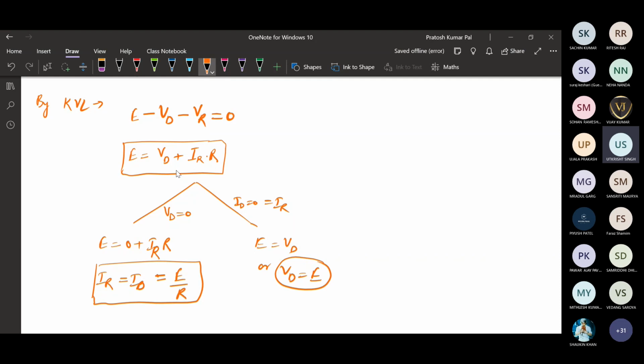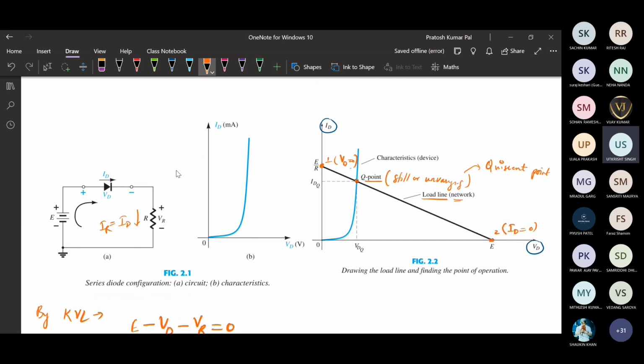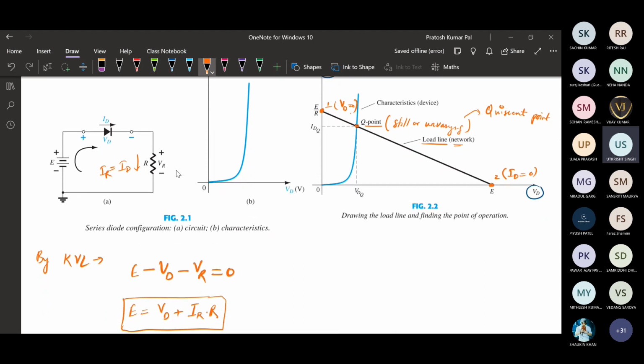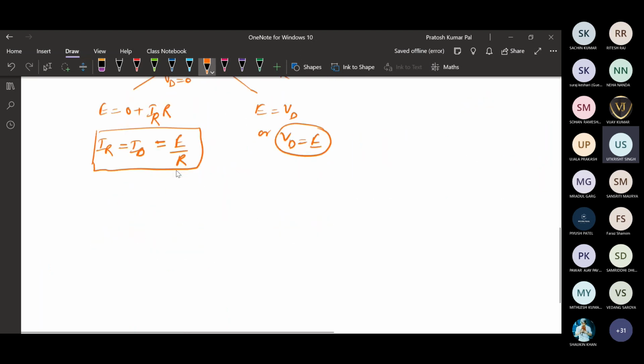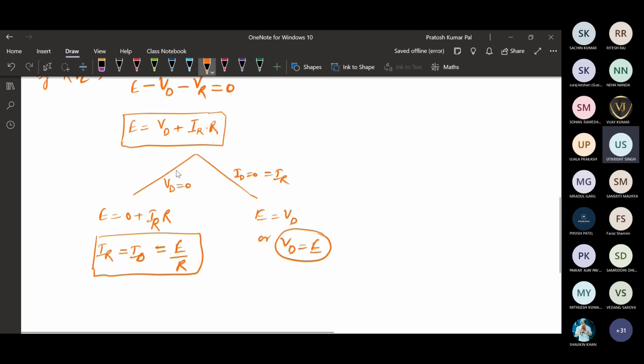So these are the two different points. When VD equals 0, ID equals E by R. Similarly, if ID is equal to 0, we find VD equals E. These are the two points connecting the DC load line, so from there we can plot the DC load line.